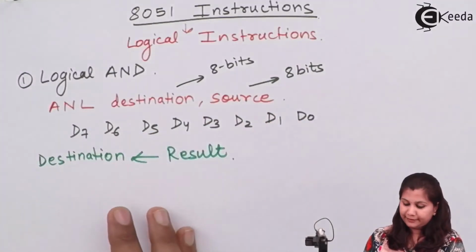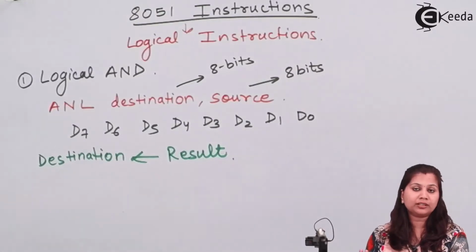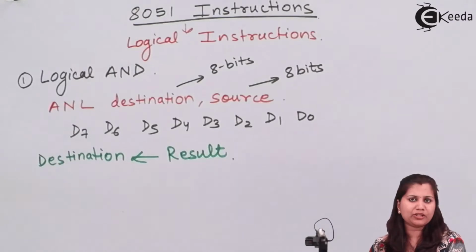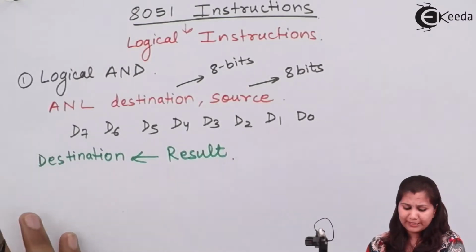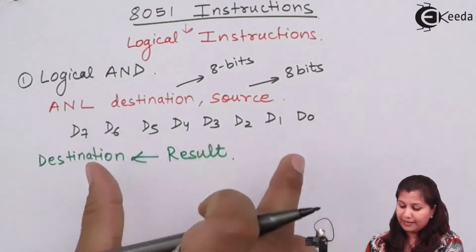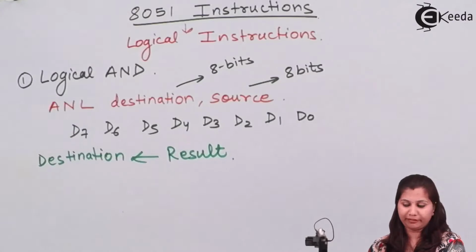After this AND operation, if any flag is affected, like the carry flag, no carry will be generated in this case. Suppose the zero flag is there. After the AND operation, if we get the result as 0, then the zero flag will be affected.